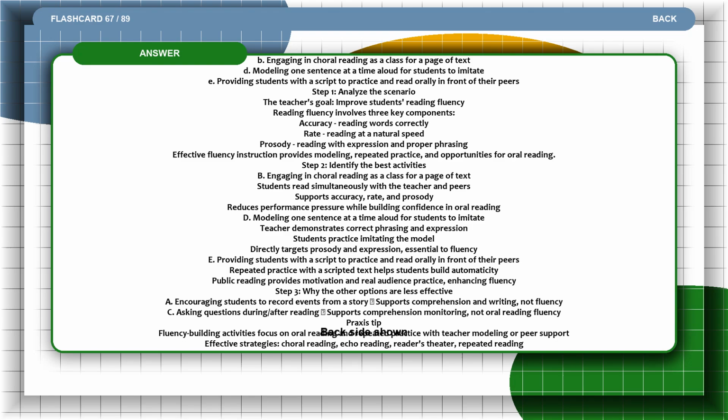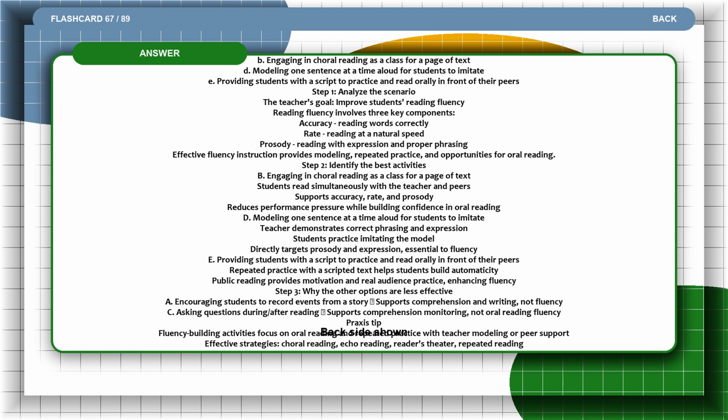The answer is B. Engaging in choral reading as a class for a page of text, D. Modeling one sentence at a time aloud for students to imitate, E. Providing students with a script to practice and read orally in front of their peers. Step 1. Analyze the scenario. The teacher's goal: improve students' reading fluency.